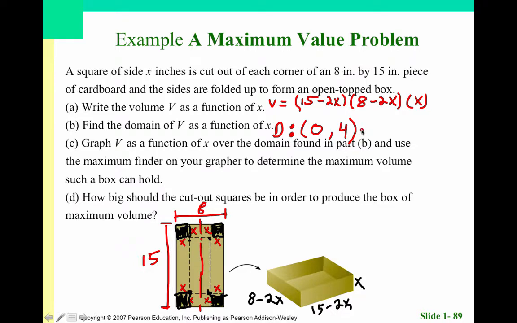x could be just before 4, and now we can calculate our volume, or we can graph this thing. So it says graph v as a function of x over the domain found in part A. So this is going to have to be for our window, for our domain. Use the maximum finder on your grapher. A grapher is also known as a calculator to determine the maximum volume such a box can hold. How big should the squares be cut out?